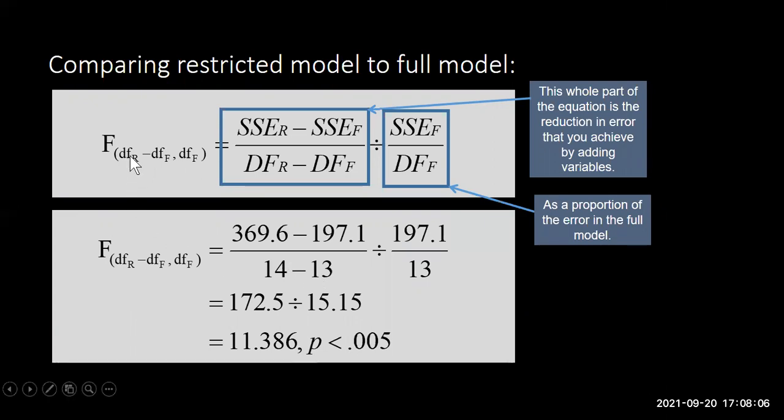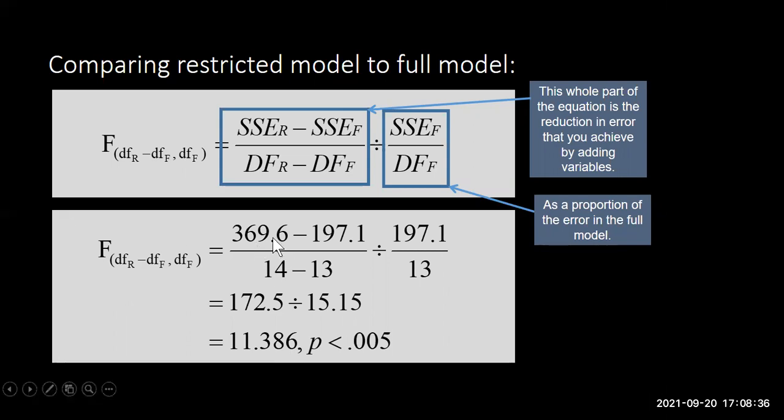The degrees of freedom in the restricted model was 14. The degrees of freedom in the full model was 13. And so this notation is telling me that these two things are equal to that. So my degree of freedom is 1 for the F-test. It's the difference between my two models.